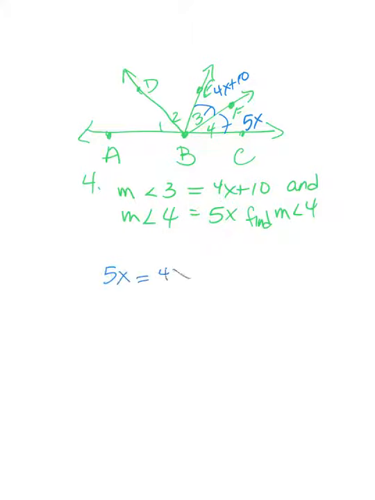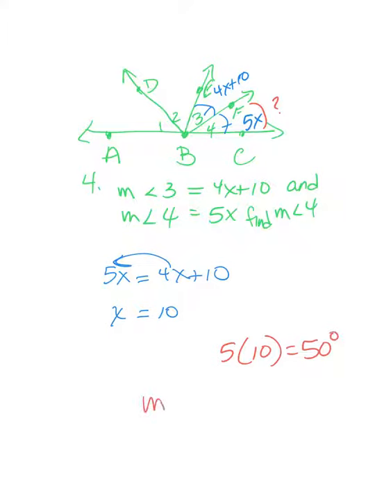5x equals 4x plus 10. When you subtract 4x, you get x equals 10. Okay? And the question says find angle 4. So I'm going to put my question mark right here so that I don't lose track of what I'm trying to find. They're not asking me for x, but I have to find x in order to find angle 4. So angle 4 is 5x and x is 10. So 5 times 10 equals 50 degrees. The measure of angle 4 equals 50 degrees.